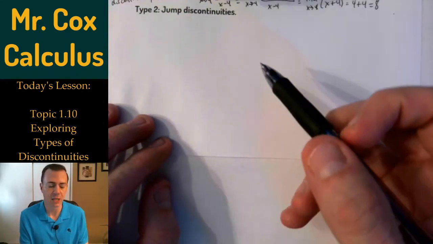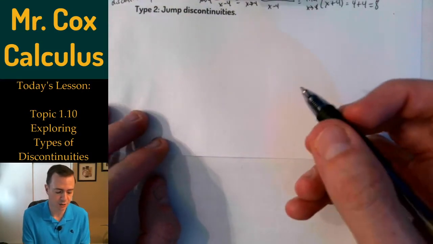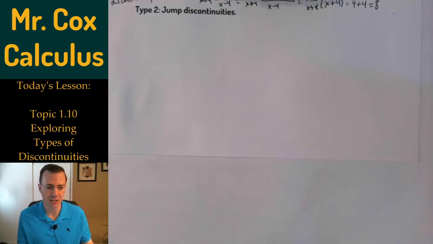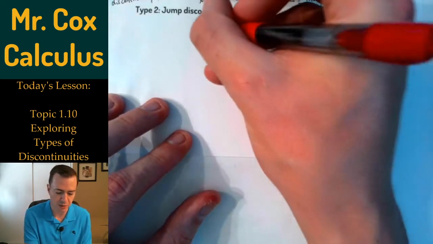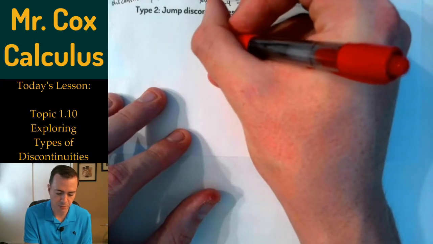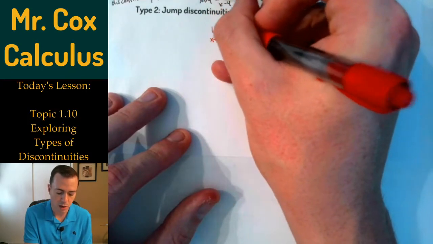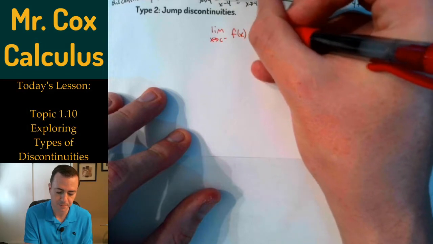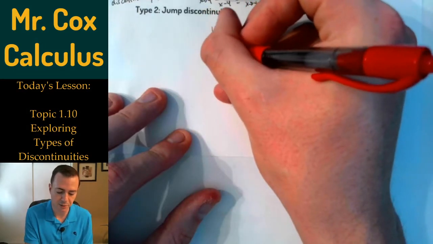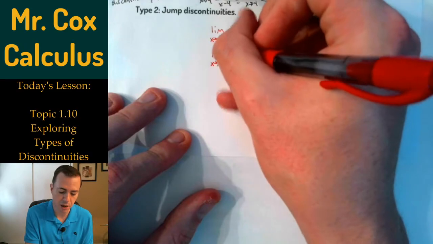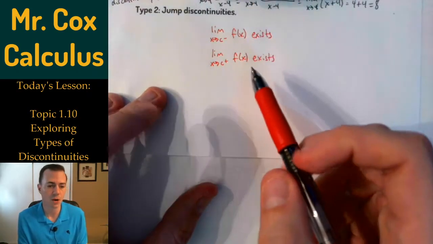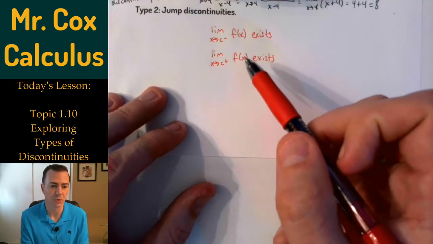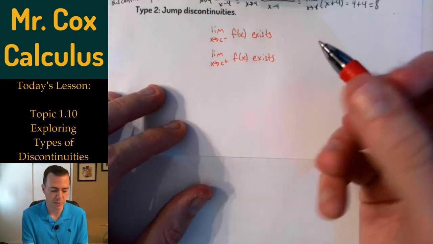Our next type of discontinuity is called a jump discontinuity. Jump discontinuities are going to happen whenever you have some sort of discrepancy in the one-sided limits of a function. So for a jump discontinuity, let's assume that the limit as x approaches c from below of a given function exists, and the limit as x approaches c from above of f of x exists. It is important for a jump discontinuity that this be a true statement, that the one-sided limits exist.